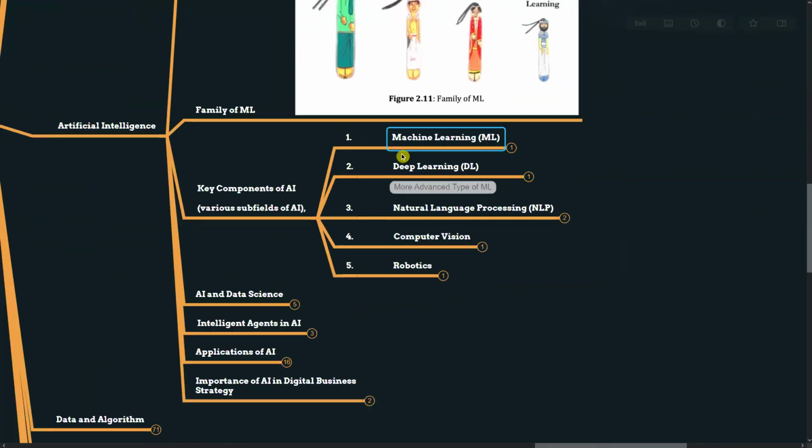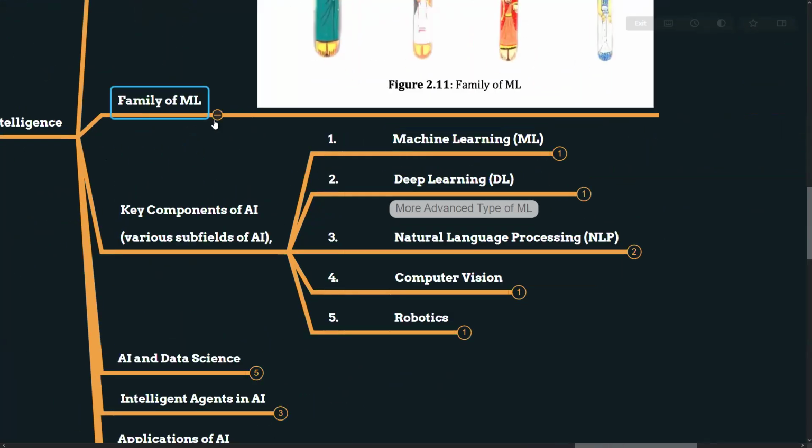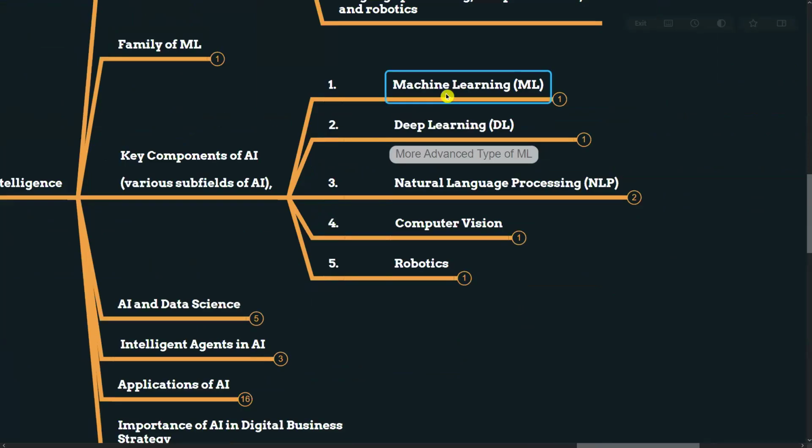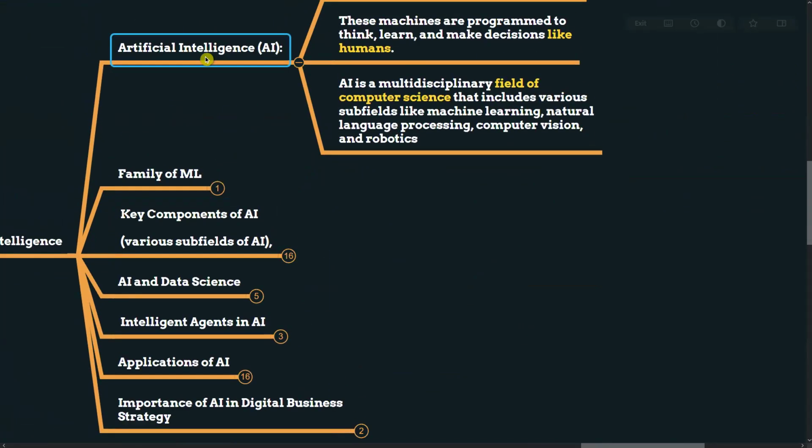In machine learning, we use machine learning technology in artificial intelligence to do something without explicitly coding. And deep learning is very advanced machine learning, and NLP is there, and computer vision and robotic technologies are there. So these are the key components of artificial intelligence you have to know.